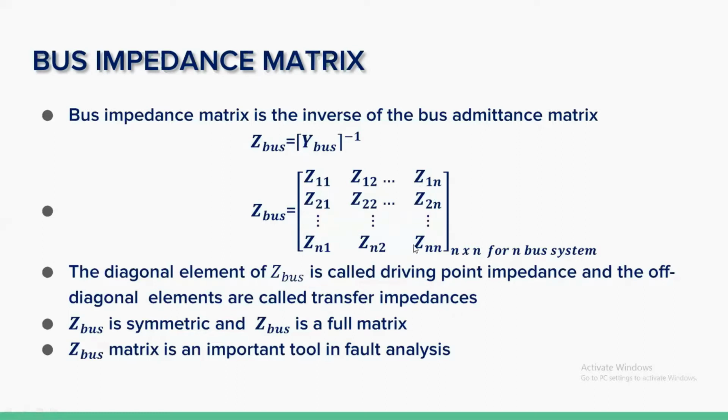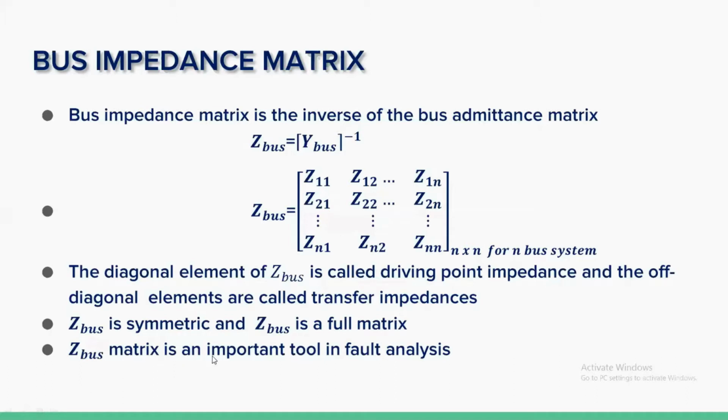The diagonal elements of this matrix are called driving point impedances, and the off-diagonal elements are called transfer impedances. The bus impedance matrix is always symmetric. That means Z12 is equal to Z21, Z13 is equal to Z31, Z23 is equal to Z32, etc. Then the Z bus matrix is always a full matrix. Suppose in the Y bus matrix some elements are zero, in the Z bus matrix that element has some value, making it a full matrix.